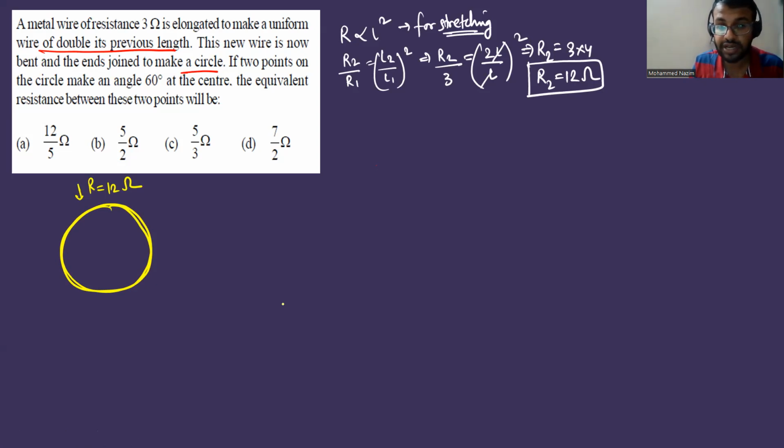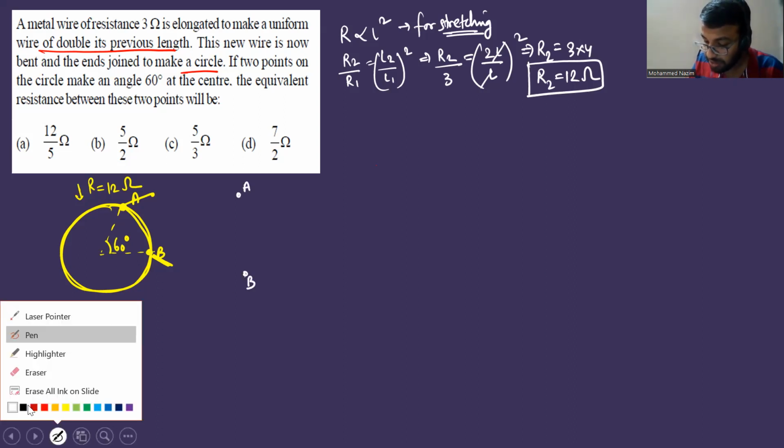If the 2 points on the circle, let us say A and B, are subtending an angle 60 degree at the center, you need to find the equivalent resistance between A and B. Are you following? So now how does this diagram look? Here also a little math will come. See, I'll keep this as A and this as B.